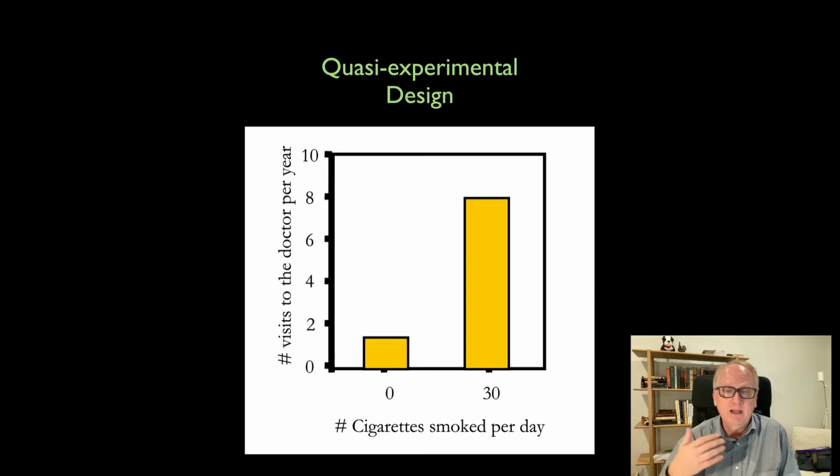So I don't have that same sort of confidence that I had when I was doing an experiment where I could randomly assign them to the two conditions.